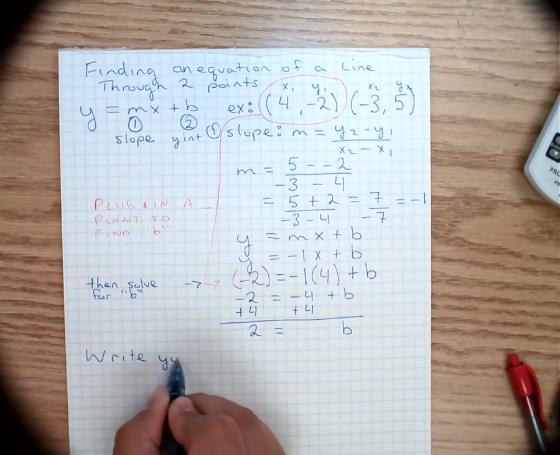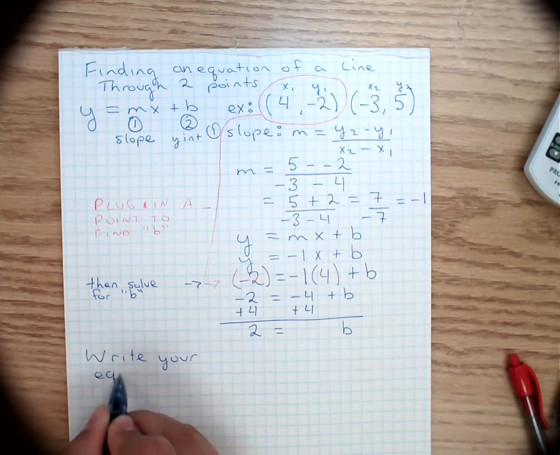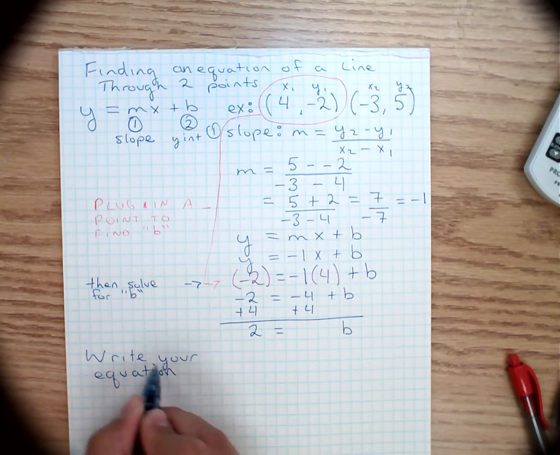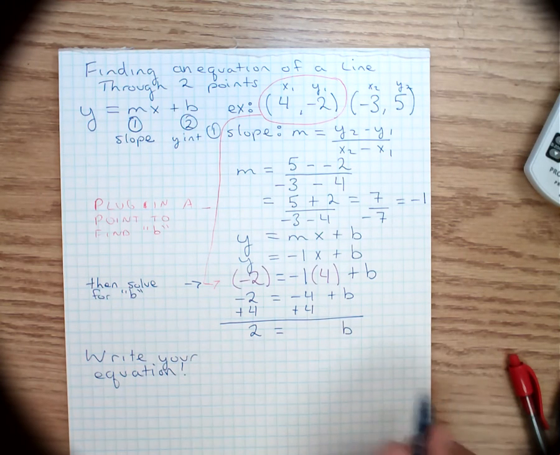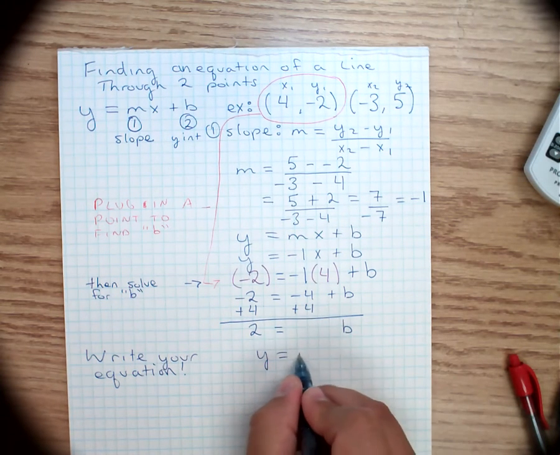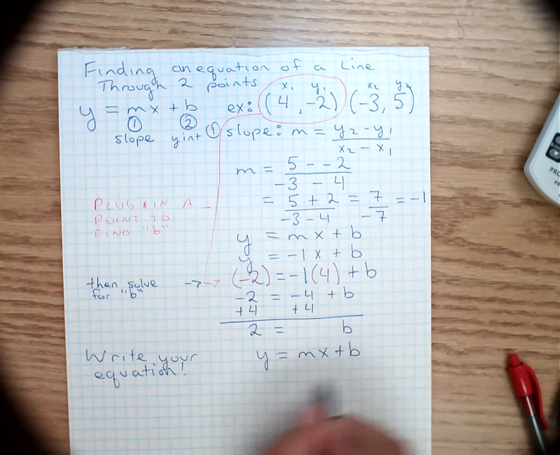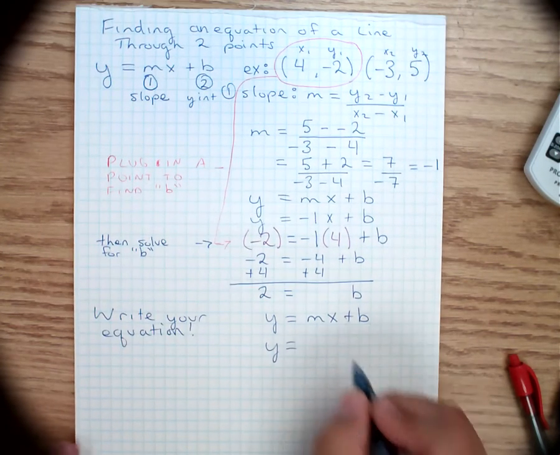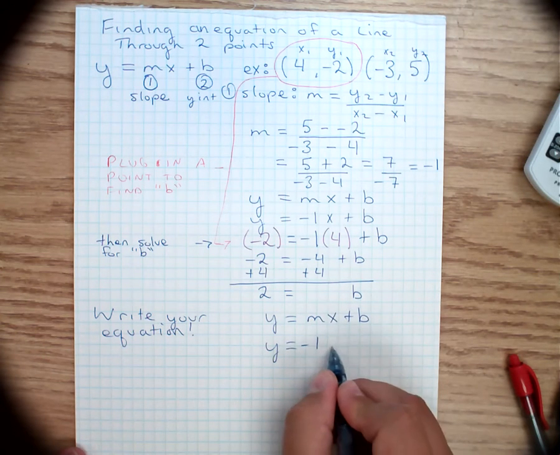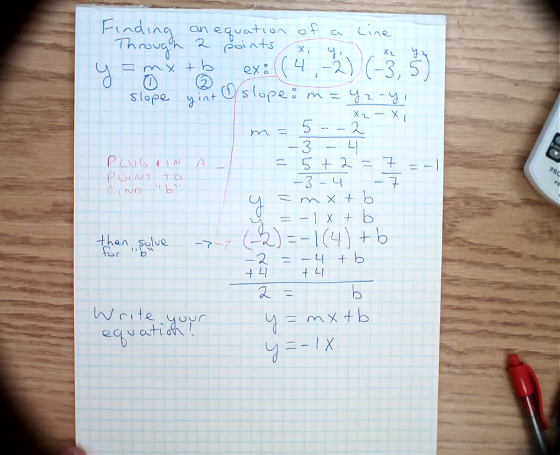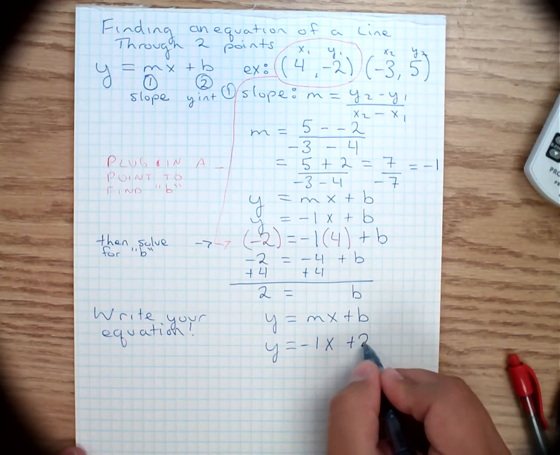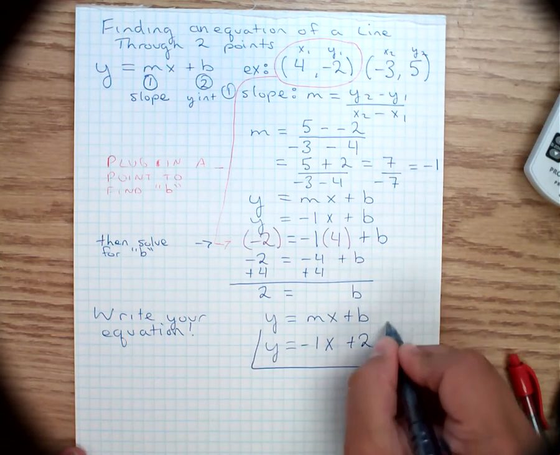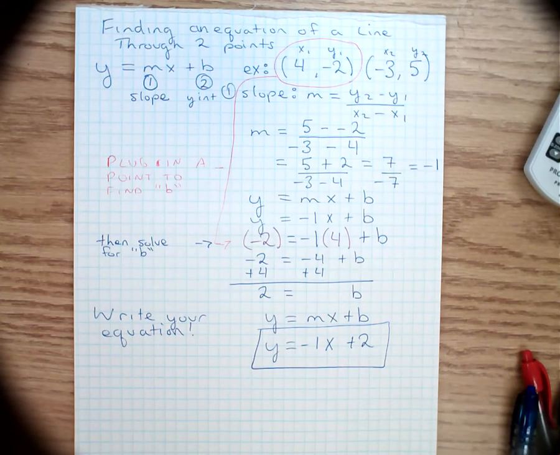All right, so now the third thing I got to do, write your equation. The base equation I have is y equals mx plus b, right? So what goes in for m? -1. And the x doesn't change. And my b value is 2. And there is your answer.